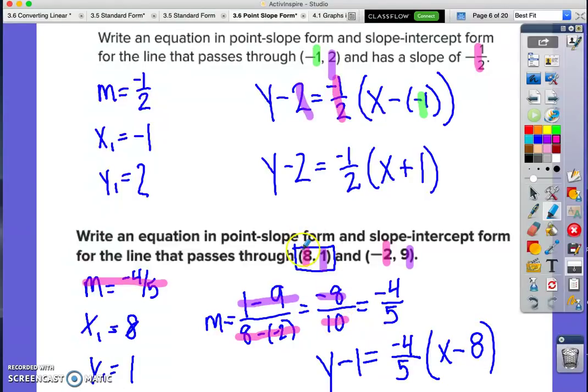I'm going to replace, you can choose either this point or this point. We chose this one. So my 8 is going to go in here. My y will be y minus the y, and then my slope gets right here.